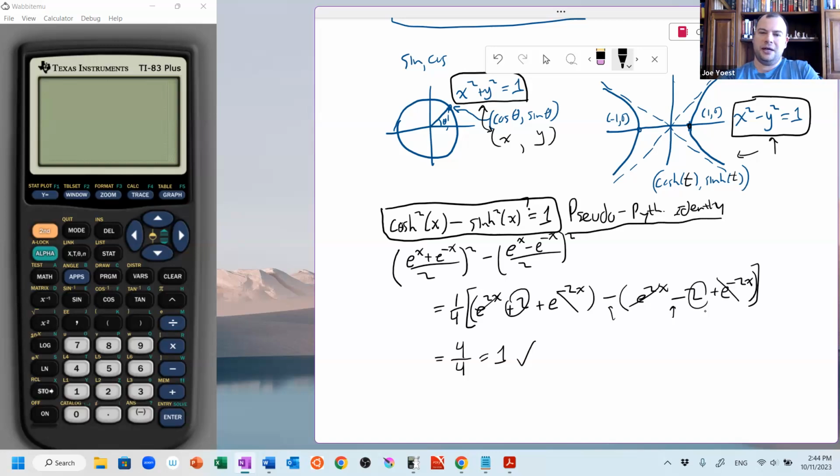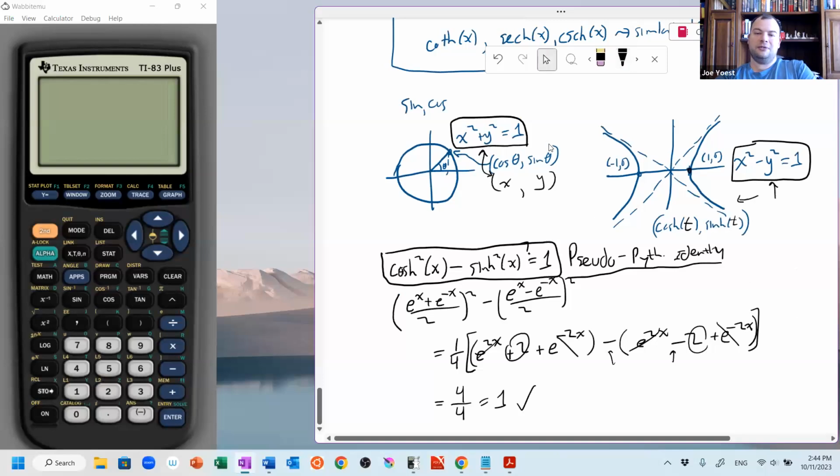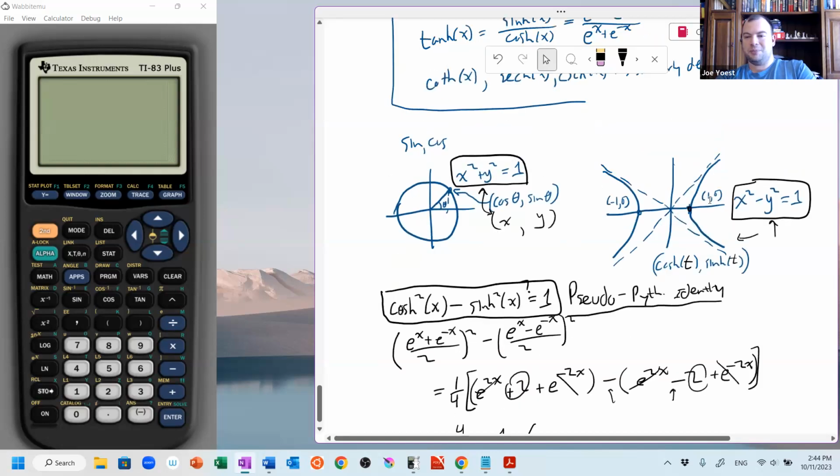It's the analog of the Pythagorean identity in this equivalent idea over here of using a hyperbola instead of a circle. Right. So why would we expect this to be true? It's because these hyperbolic functions are defined based on hyperbolas, and hyperbolas are differences of squares and not sums of squares.